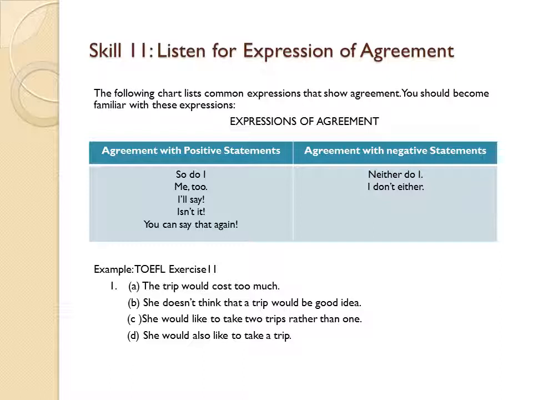The first is agreement with positive statement, such as so do I, me too, I'll say, isn't it? You can say that again. And the second is agreement with negative statement. The examples: neither do I, I don't either.